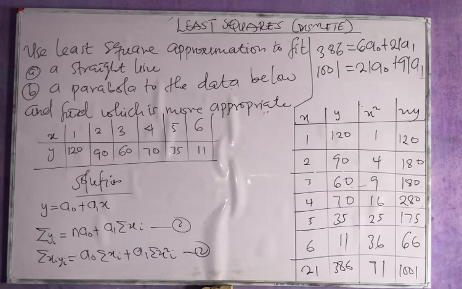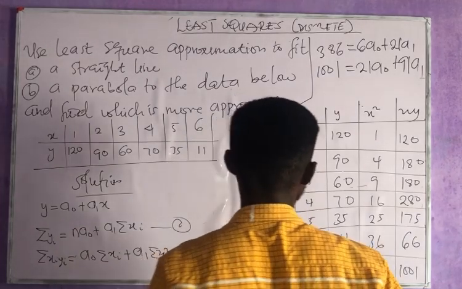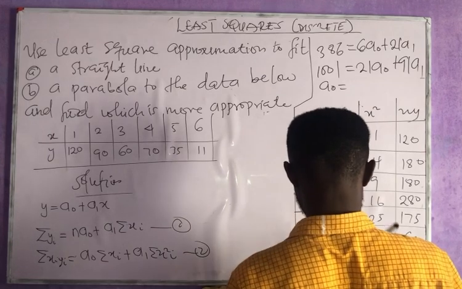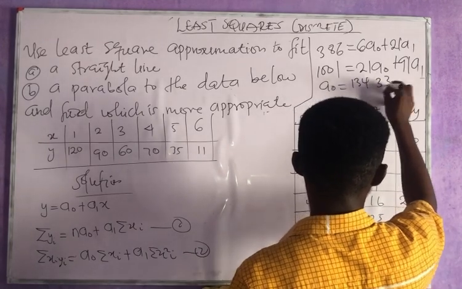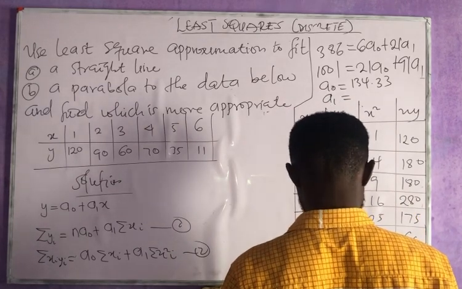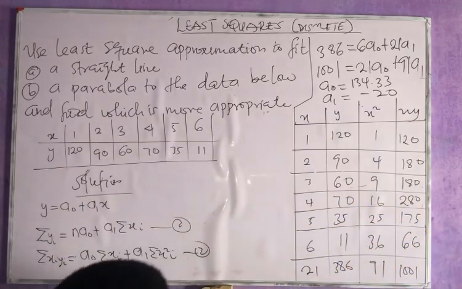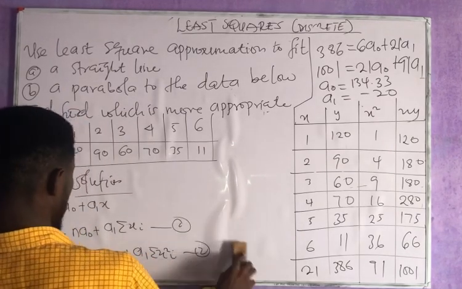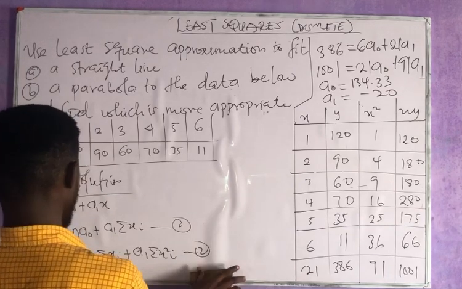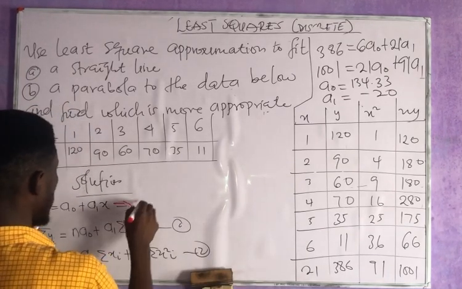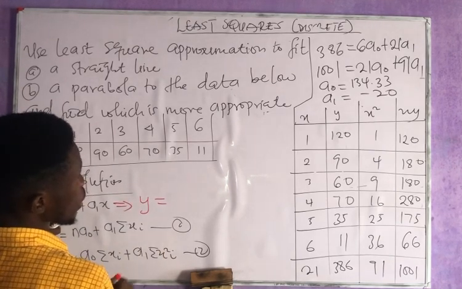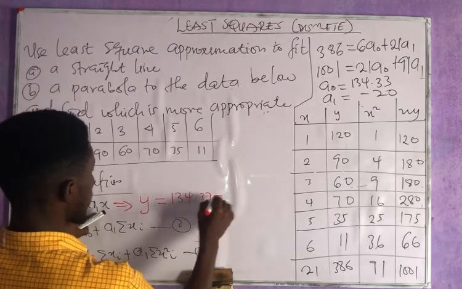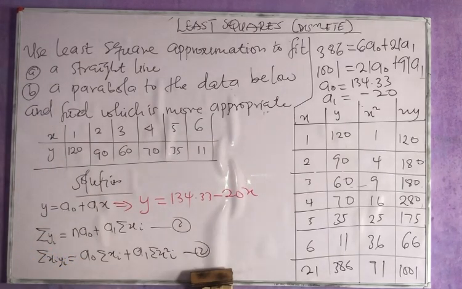If you get this, you have to use your calculator and use it well. Using your calculator, you get your a naught to be 134.33 and your a1 to be negative 20. So you are just going to substitute these values into this. And how do we do that? Wherever you see a naught, you put it there, and a1 you put it there. So our final answer will be y equals 134.33 minus 20x. So this one becomes our line.